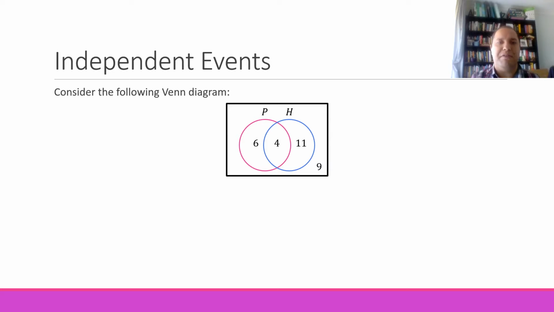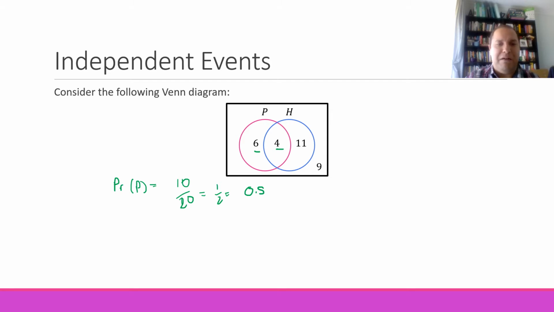Alright, now let's consider the following Venn diagram. We've got P and H, two separate events. Now, the probability of P is pretty straightforward. We've got 10 out of 20, or 1/2, or 0.5. Right. Now, what independence asks is, does the probability of P change if something else happens? Does the probability of P change if, let's say, in this case, event H happens?